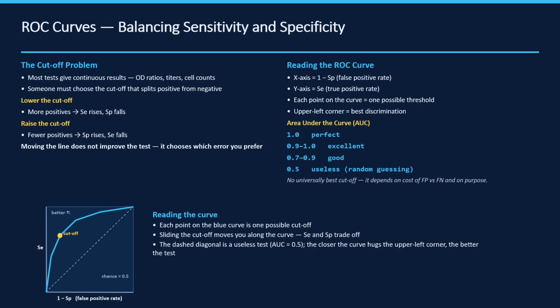Exam framing: there is no universally best cutoff. It depends on the cost of a false positive versus a false negative, and on prevalence. Walk the diagram at the bottom with me. The blue curve is the test. Every point on it is a different cutoff, and the dashed diagonal is the coin flip. Slide your finger along the curve with me and say out loud what's happening. As you move right, you're gaining sensitivity and paying for it in specificity. The whole art is deciding where on that curve you want to live.